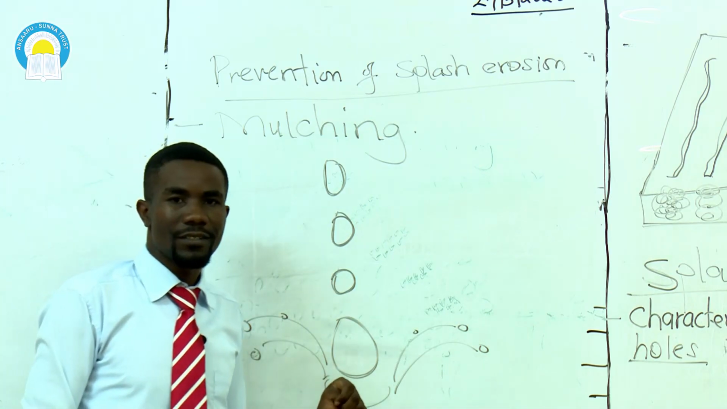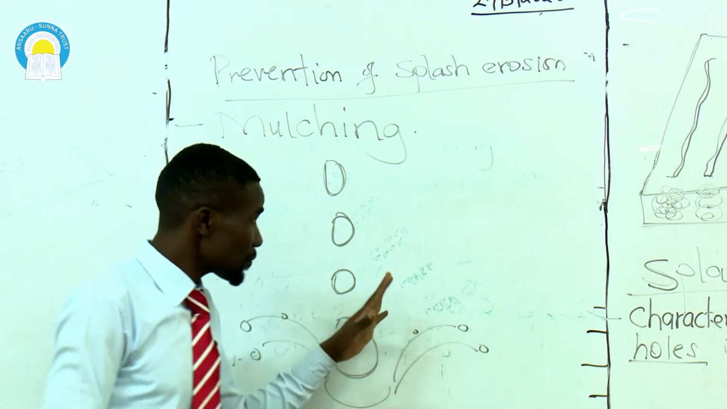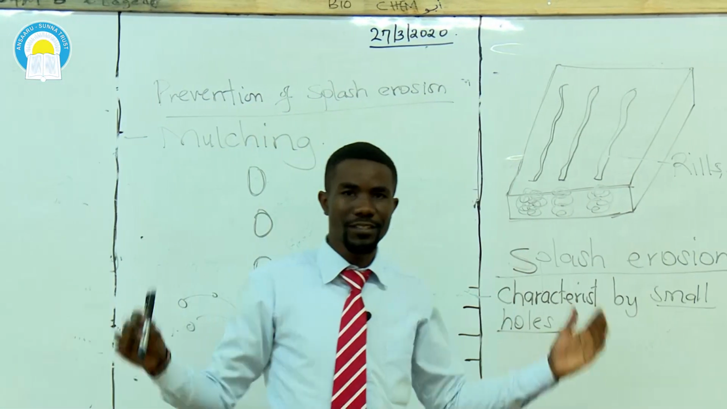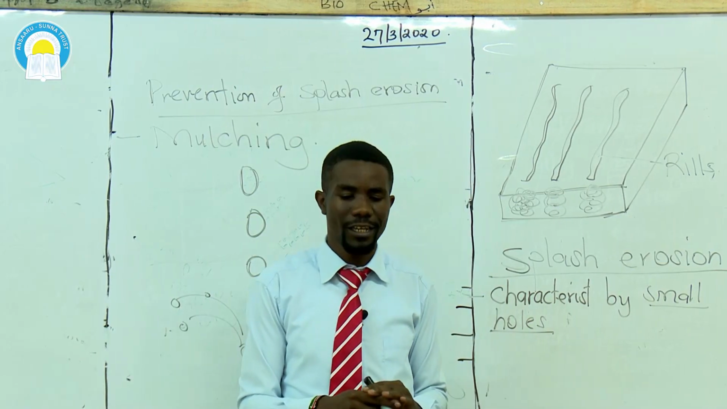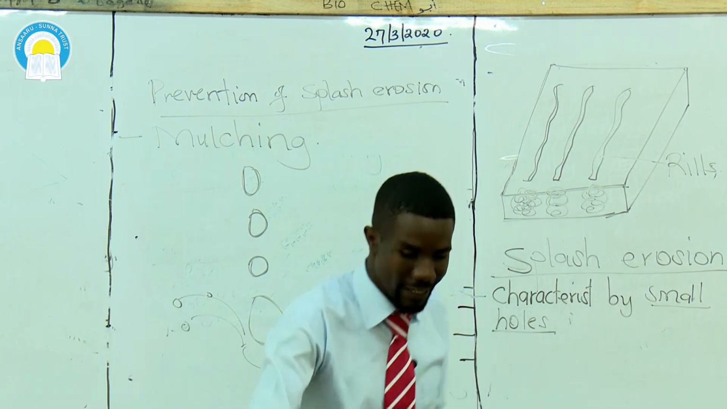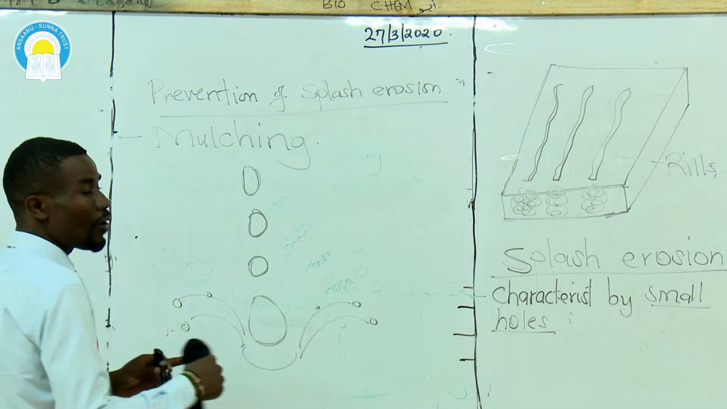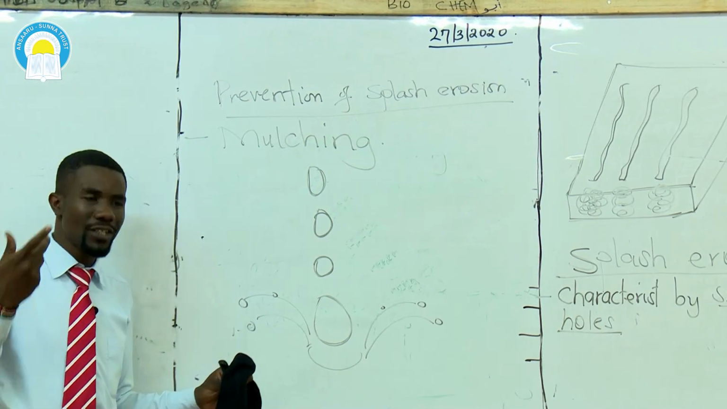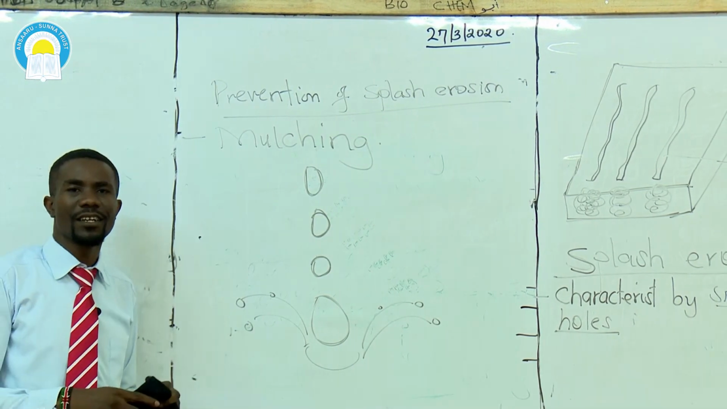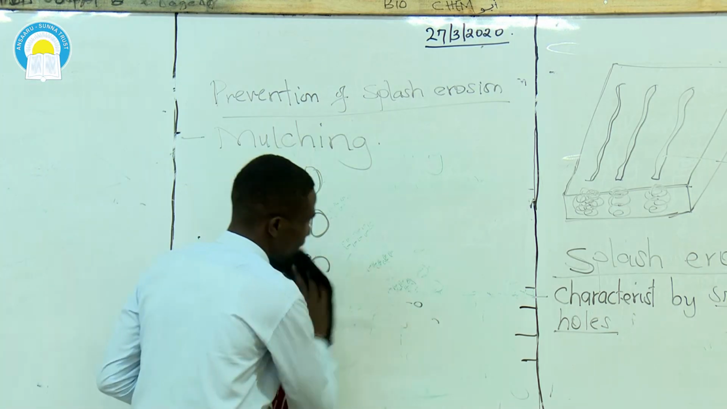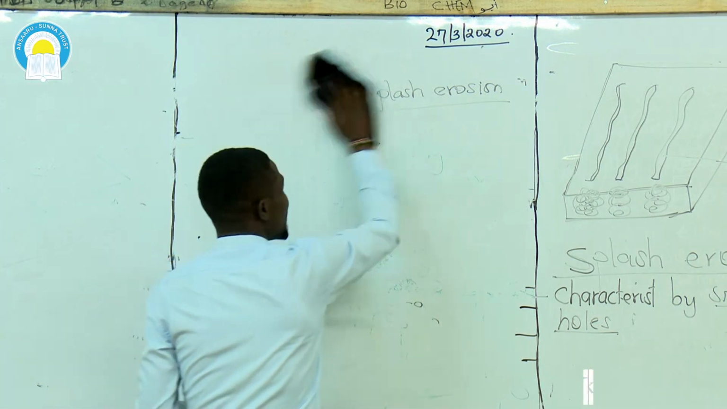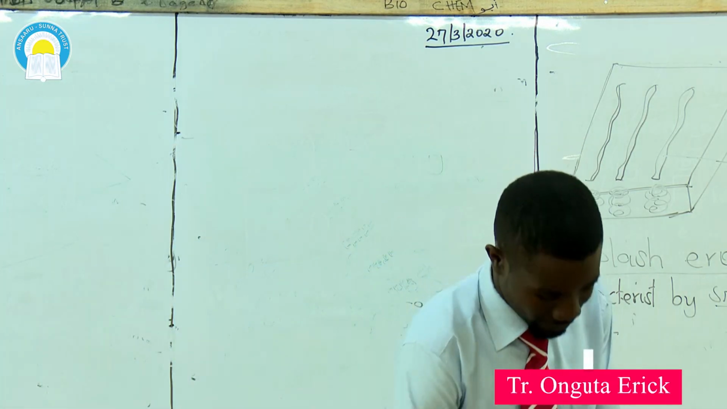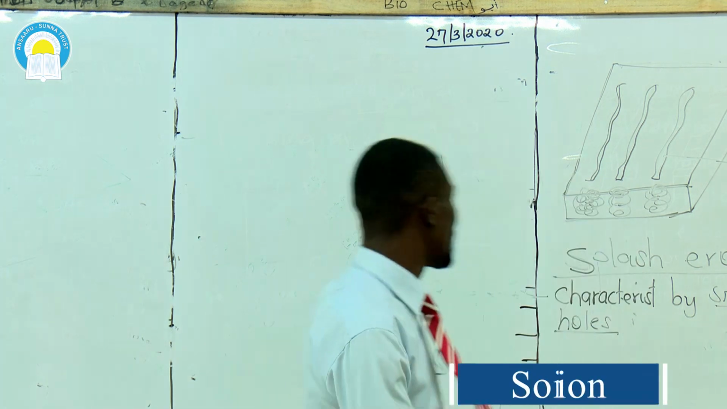Last but not least, I want us to look at some of the things that will increase the rate of soil erosion. That one will be the end of our lesson after that. We have looked at how we can prevent and reduce, but what are some of the things that increase soil erosion? Factors that increase the rate of soil erosion.